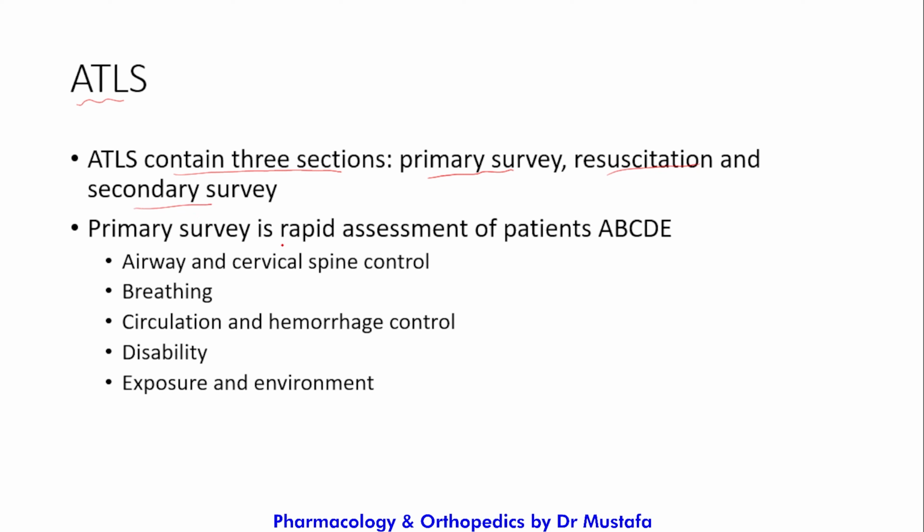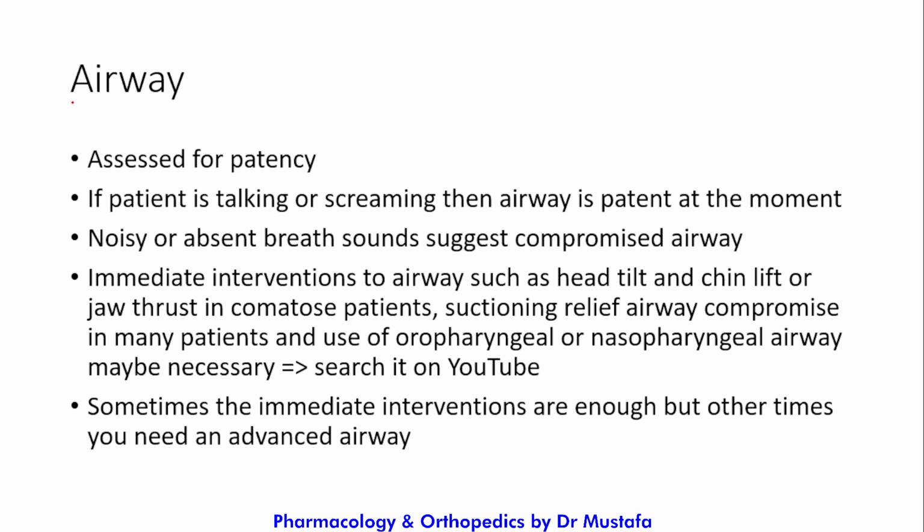The primary survey is rapid assessment of the patient using the ABCDE. The A stands for airway and cervical spine control, the B stands for breathing, then circulation and hemorrhage control, the D is for disability, and the E for exposure and environment. So basically, you start in order to evaluate each of those. You start with the airway, then breathing, then circulation, then disability, and then exposure. So let's first talk about the airway.